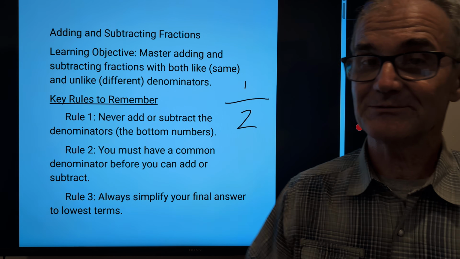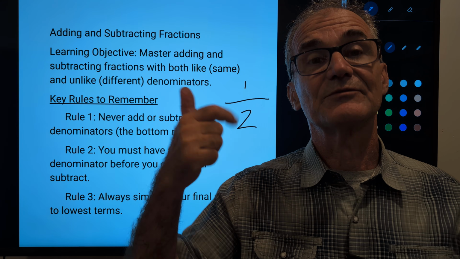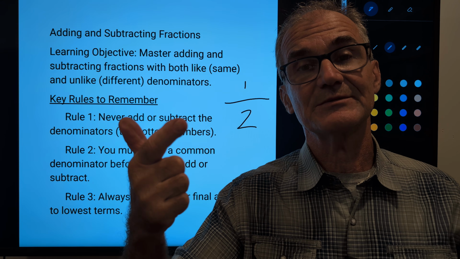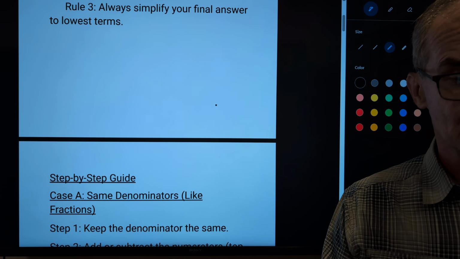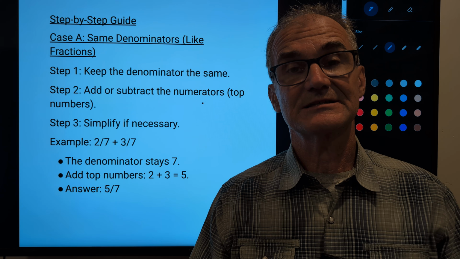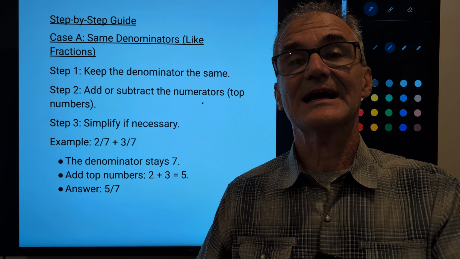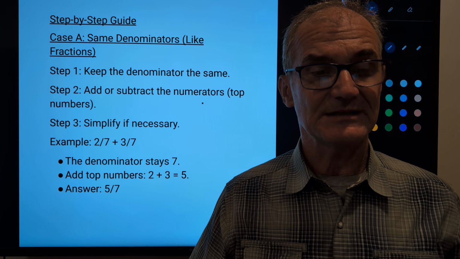All right, so again, let me recap those 3 rules. You never add the bottom numbers. Before you add, you have to have a common denominator, and then you simplify your answer. Here's a step-by-step guide, and there are 2 different cases. Case A, when they have the common denominator. Case B, when they have different denominators.